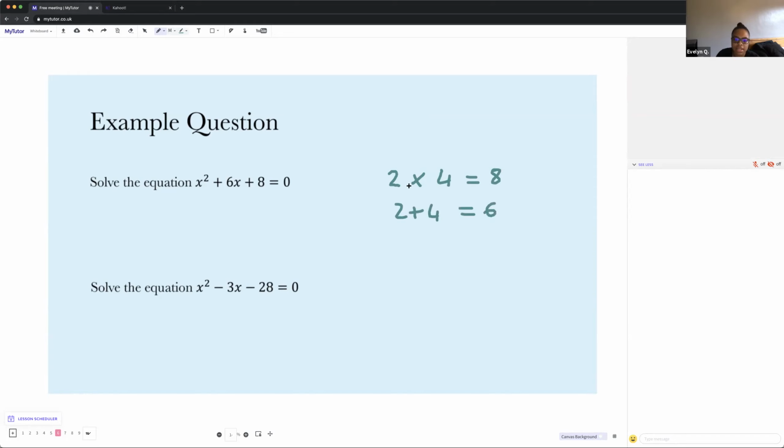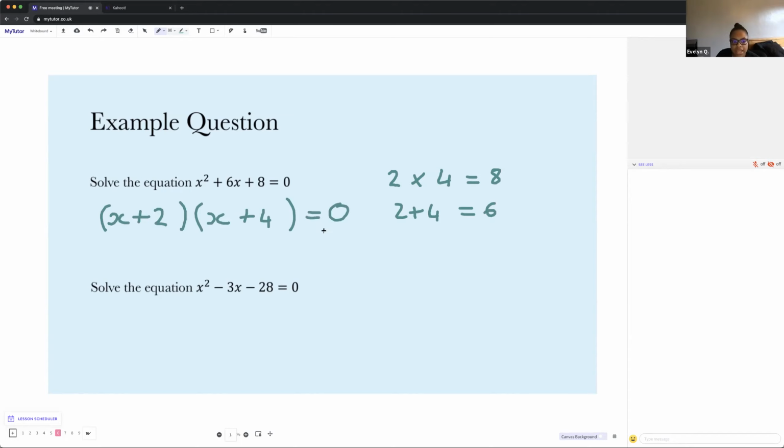So 2 and 4 are definitely going to be the numbers I'm going to use. And then to put them into brackets, I'm going to have two sets of brackets like this. I'm going to have my x's, and then I'm going to do x plus 2 and x plus 4, since 2 and 4 are both positive numbers. Got x plus 2 and x plus 4. And I'm going to make sure that I put equals to 0.